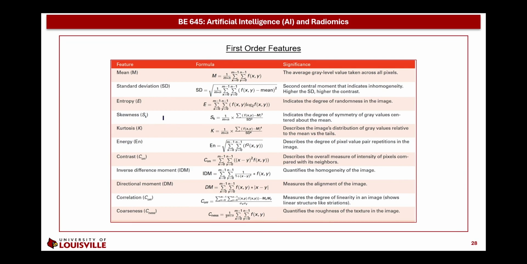Another example, the skewness here, which indicates the degree of symmetry of the gray values corresponding to the center of the distribution, takes each value and subtracts the mean value, to the power of 3, and divides that summation by the standard deviation to the power of 3, and then divides by m multiplied by n, and so on.